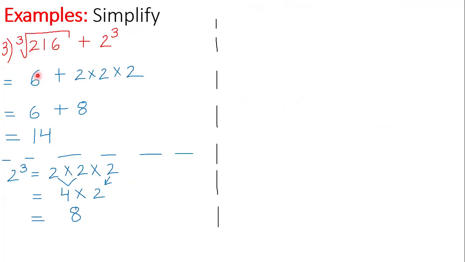And so we come here, and what is the cube root of 216? 6. Why is that? Because 6 times 6 times 6 is 216. All right, now we have 2 cubed. What is 2 cubed, Harmony? 2 times 2 times 2. Very good. 2 times 2 is 4. And 4 times 2 is 8. And so we have 6 plus 8.